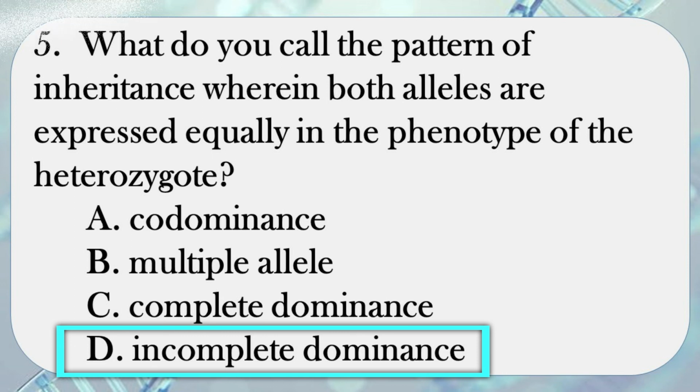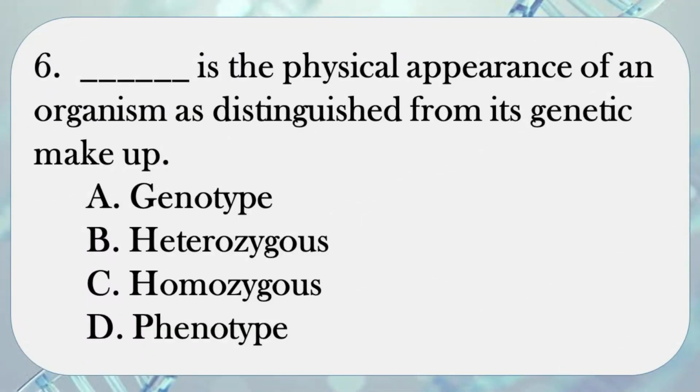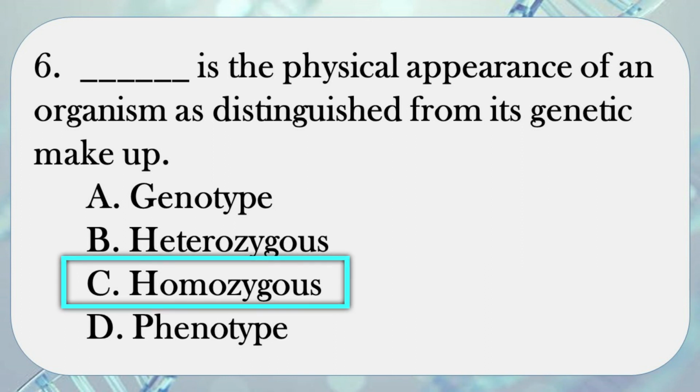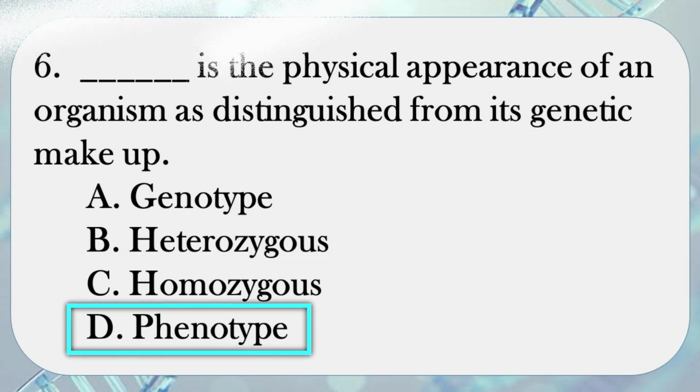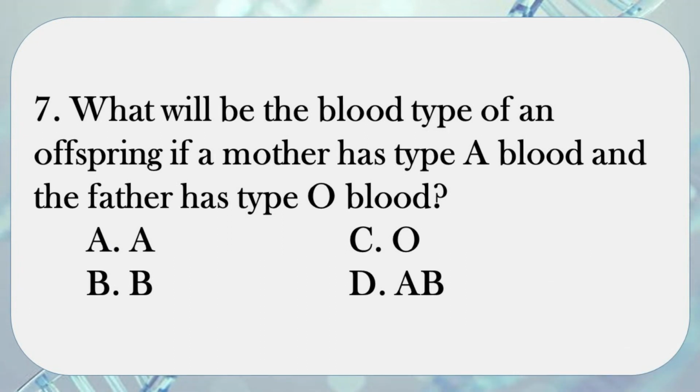Number 6. Blank is the physical appearance of an organism as distinguished from its genetic makeup. A. Genotype, B. Heterozygous, C. Homozygous, D. Phenotype. Number 7. What will be the blood type of an offspring if a mother has type A blood and the father has type O blood? A. A, B. B, C. O, D. A, B.